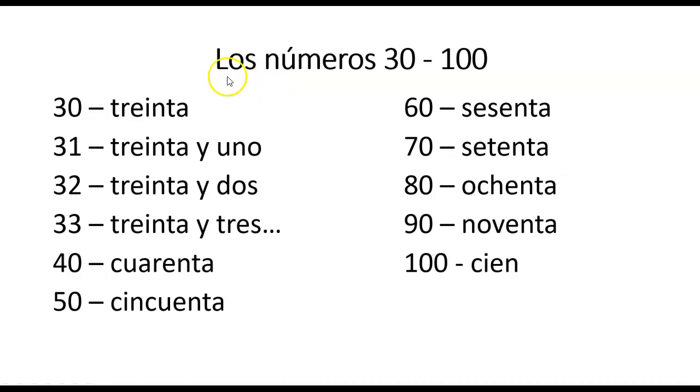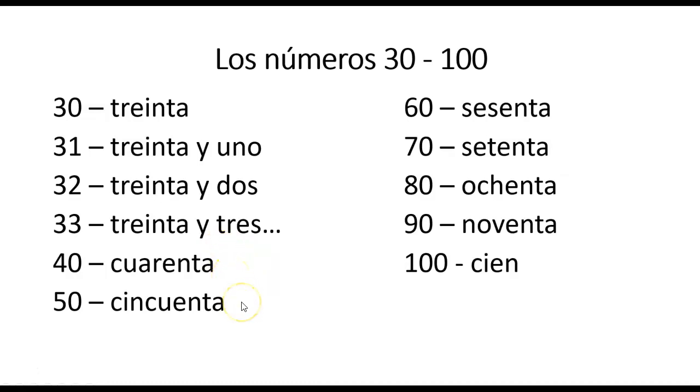Let's go through the numbers, los números 30 a 100, 30 through 100. So same thing like vein, treinta, 30, but notice what happens here. It separates into 3 words, 31, 32, 33. So if you can see here, once you get to 31 all the way through 99, it separates into 3 words. So like 42, 43.